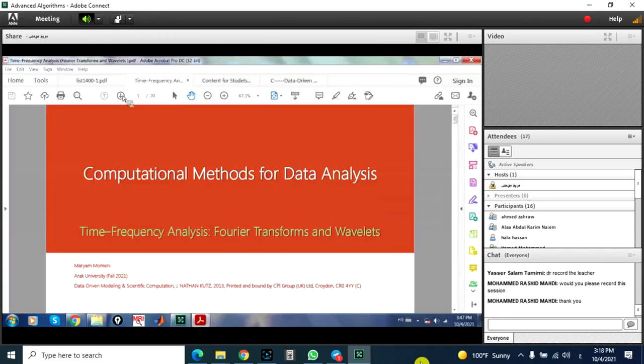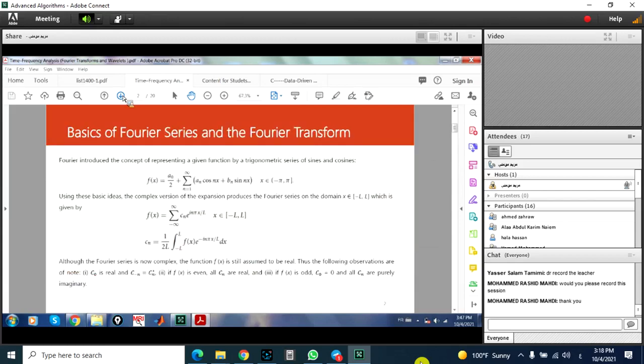And now we start. In the engineering mathematics course, you saw that if we have a 2 pi periodic function, I mean if f(x + 2pi) is equal to f(x), we said that this f(x) is periodic with the period of 2 pi.